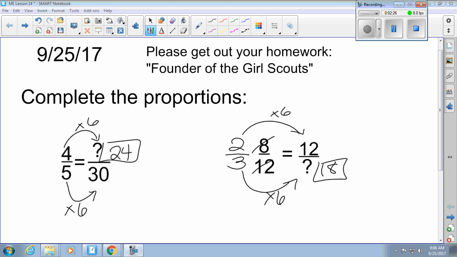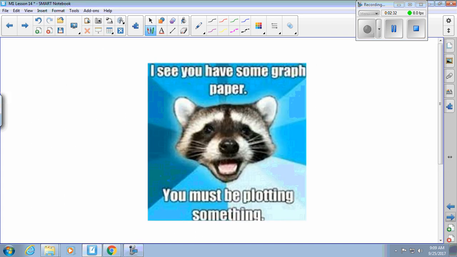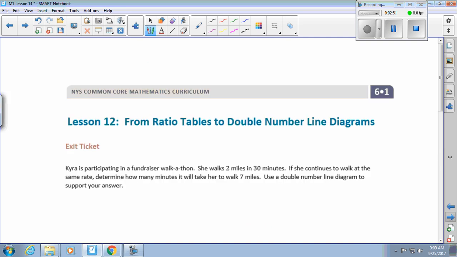Okay, I'm going to pause this for a second. We are now moving on to the math joke of the day. It says, I see you have some graph paper. You must be plotting something. Ha ha ha. Alright, you probably can't fully hear the class just groaning because they're sick of my jokes. Too bad. Alright, we're moving on.